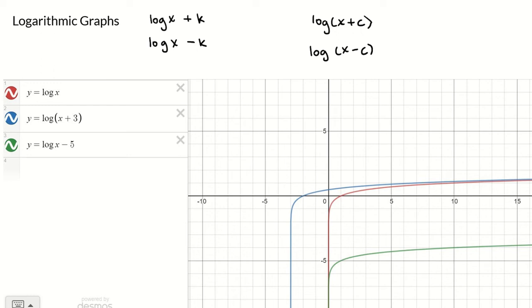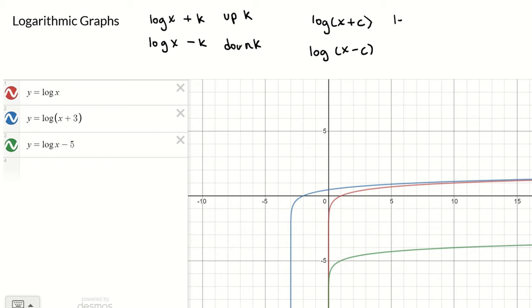The parameter changes to logarithmic graphs are the same as those to other types of functions. So if we add a positive number at the end of a logarithmic function, this shifts the graph up k units. If we subtract a positive number at the end of the logarithm, this will move the graph down k units.